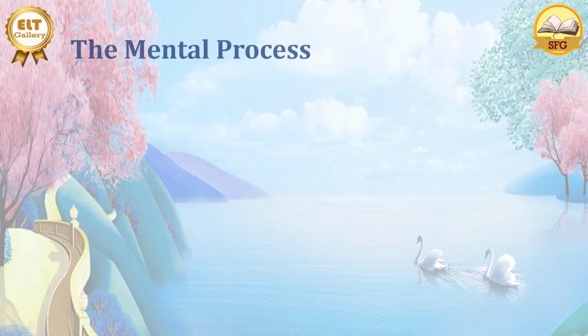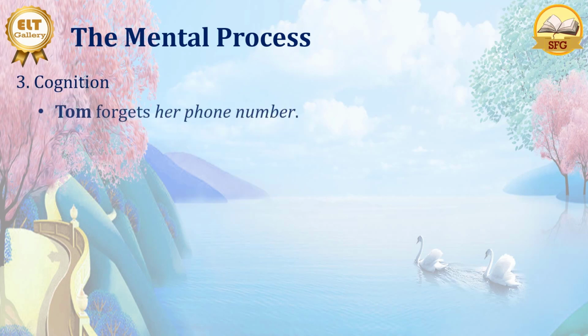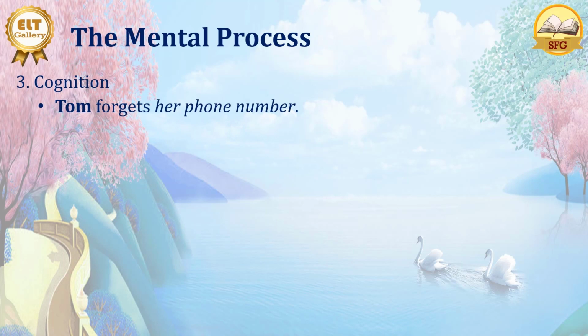Then we have the third type of mental process. Here we have cognition, like in Tom forgets her phone number. So he does not remember a phone number. That's too bad. So that's a cognition process. Forget, remember, believe, that's a cognition process. She's still thinking about the offer. Thinking here is about cognition. If you believe, if you think, if you remember, that's about cognition.